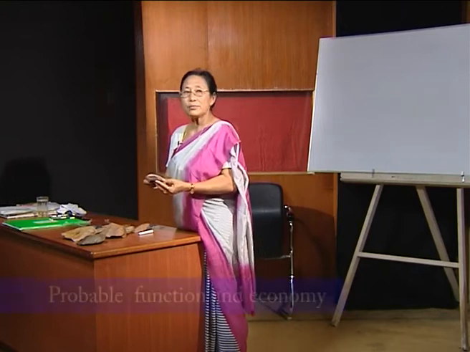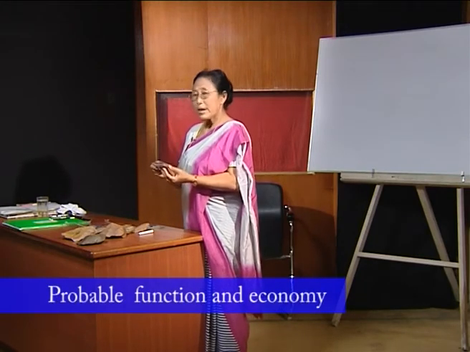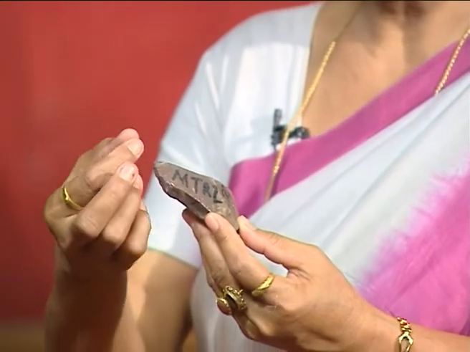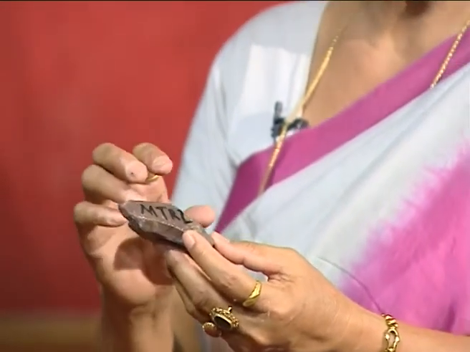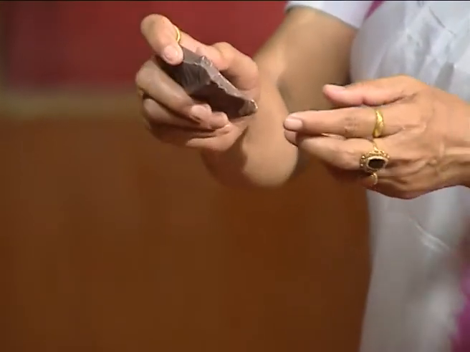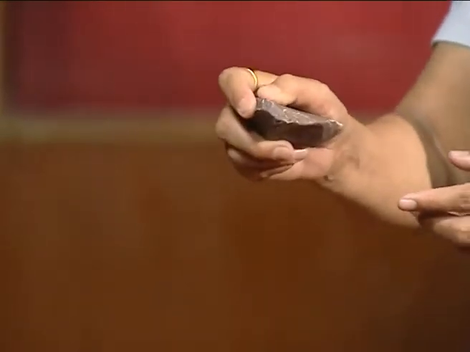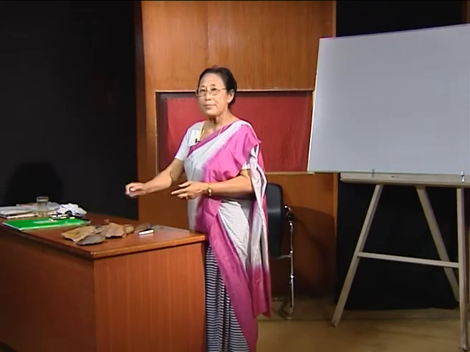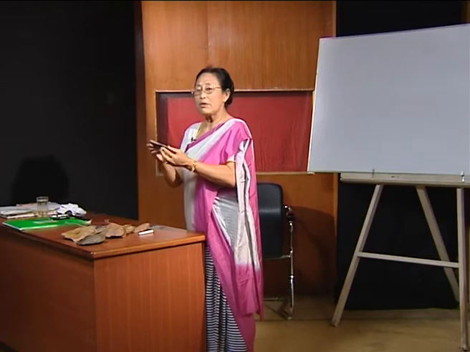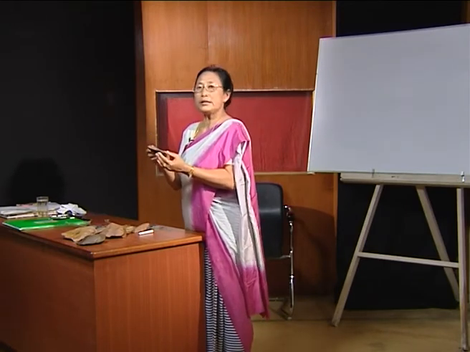Lastly, let's come to the probable function and economy. From the shape, size, and nature of the working edge, the given specimen might have been used for boring purposes and also for scraping purposes, and economically it belongs to hunting and gathering.